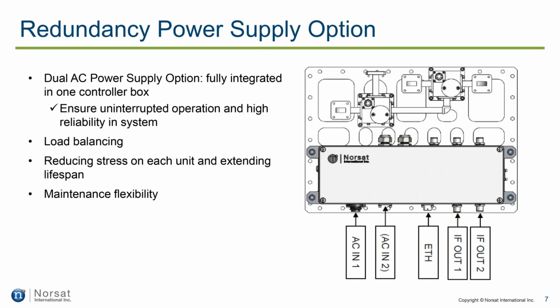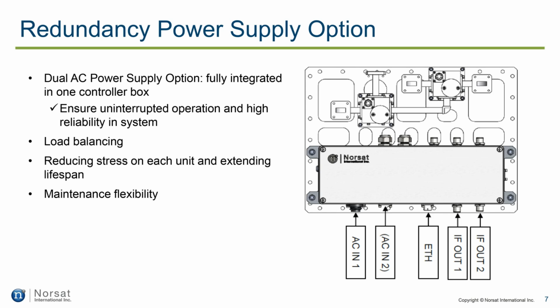Redundancy power supply is an important option for ensuring uninterrupted operation and high reliability. It allows for load balancing, reduces stress on each unit, extends the lifespan of the system, and provides maintenance flexibility. This is particularly important for mission-critical applications. The dual AC power supply option provides a fully redundant architecture within one controller enclosure.